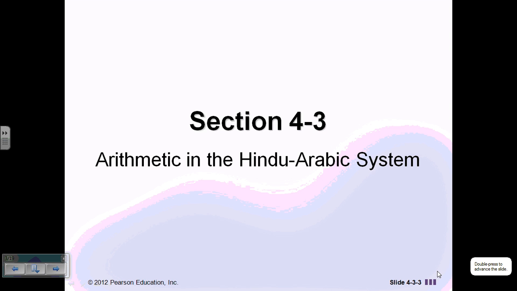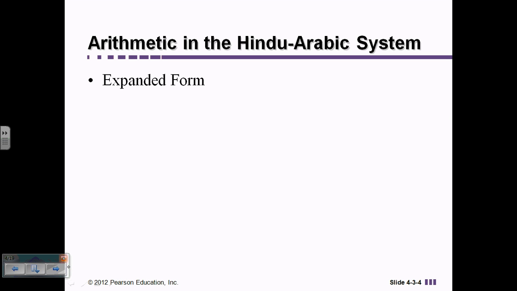Okay, we're going to talk some more about the Hindu Arabic system, which is what we're again familiar with, and this is section 4.3 in your book. And we're going to look at how to expand out the number, which is something you probably are familiar with, but maybe in a different way we're going to look at it. And then we're going to look at some historical calculation devices, some of the tools that they used before calculators.